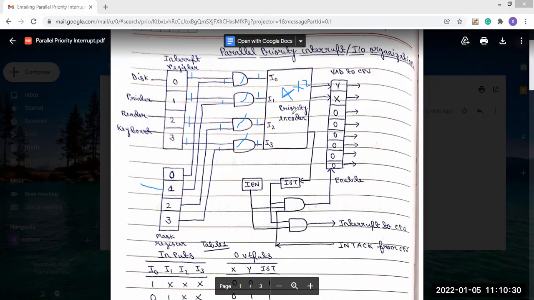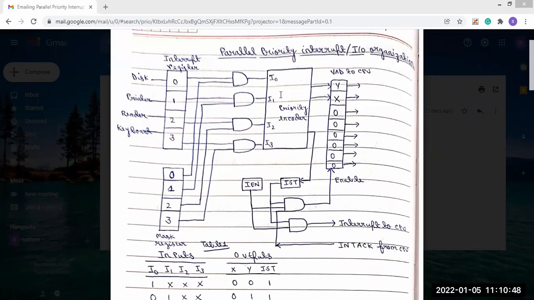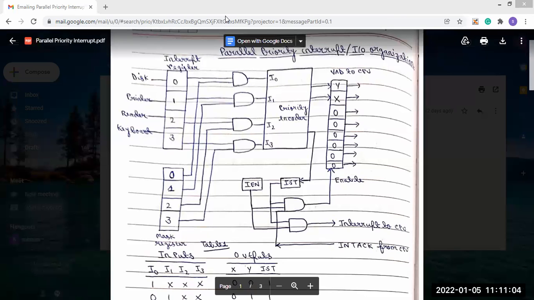So let's first take case one. In case one, let's say all the input output devices generate the interrupt. And initially the MUX register value is also 1. Then the AND operation is performed and we get 1 in each output. That means all of the devices have generated the interrupt, so here 1, here 1, here 1, and here also 1.